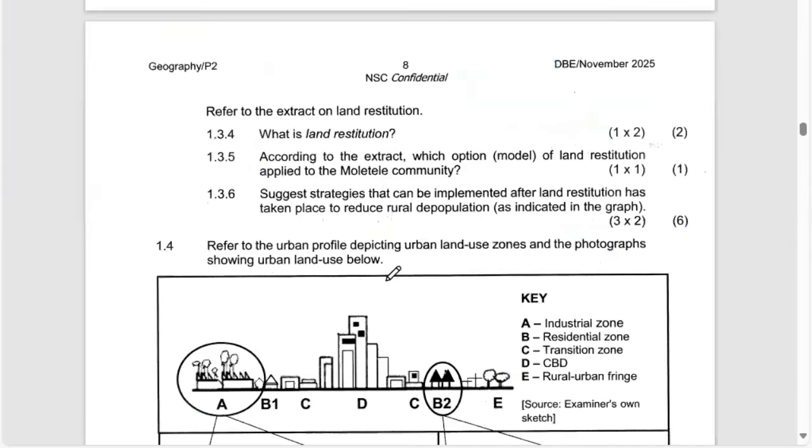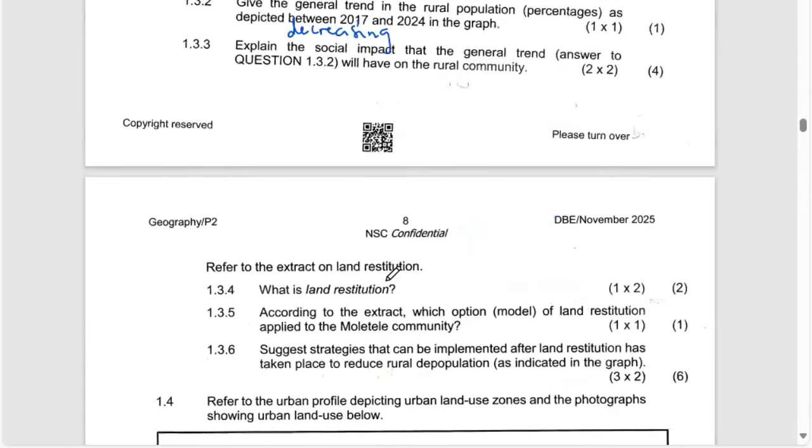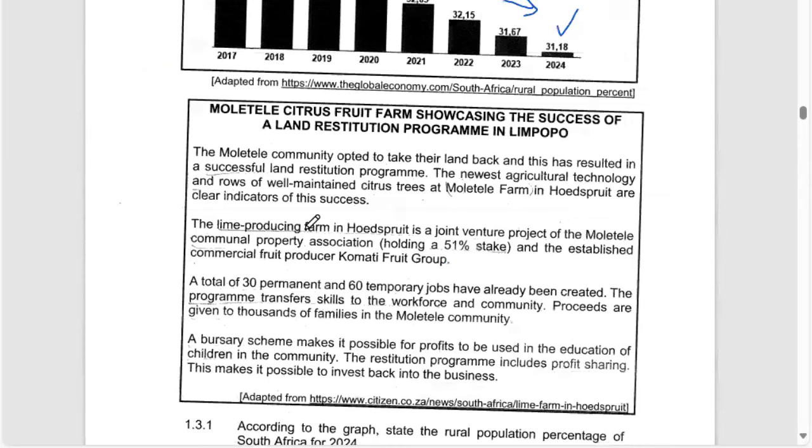The next question is saying, according to the extract, which option or model of land restitution applied to the Moletele community? Which option applied? Let's look. It says, Moletele community opted to take their land back, and this has resulted in a successful land restitution program.